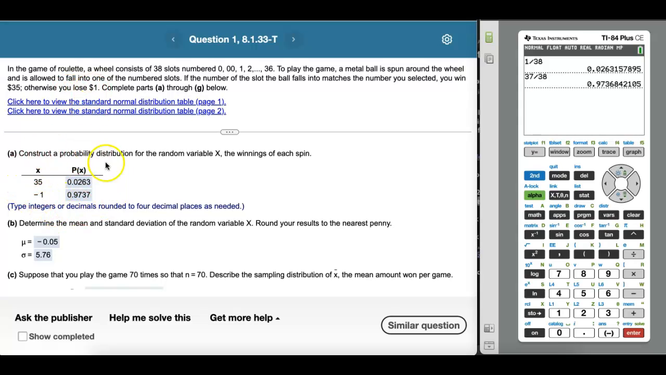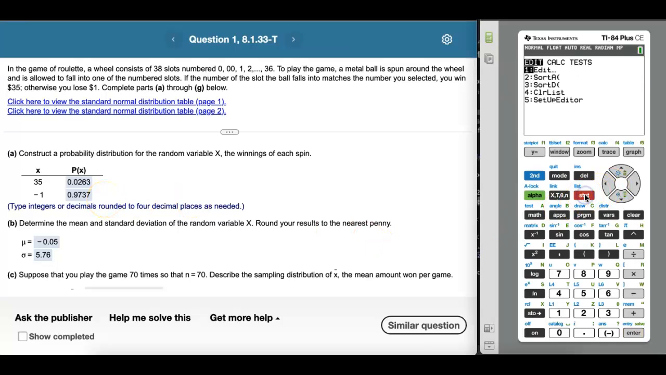So the first part of this problem asks us to construct a probability distribution of the winnings. In other words, what's the probability that you will win $35? Now, I've already typed this in here as a decimal, but I got that decimal just by dividing 1 by 38, because there's one way to win out of 38 possibilities. There are 37 ways to lose out of 38 possibilities. So that's where these numbers come from in our probability distribution.